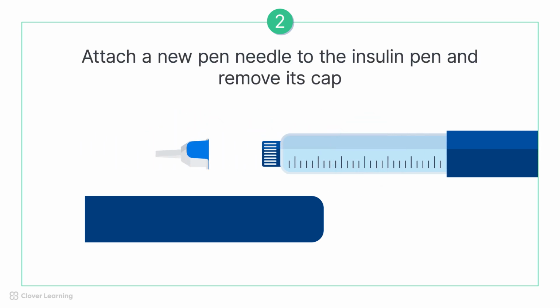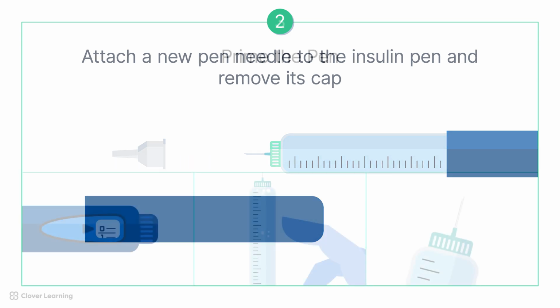Attach a new pen needle to the insulin pen by peeling off the protective seal and screwing it on. Remove the outer needle cap and keep it for later. Remove the inner needle cap and discard it.